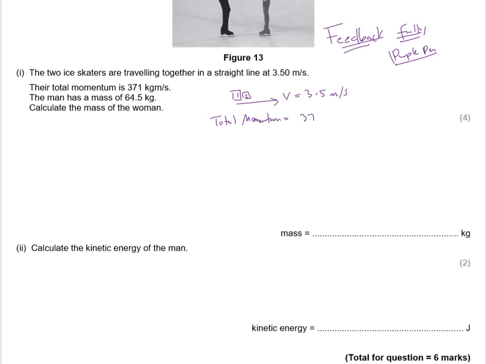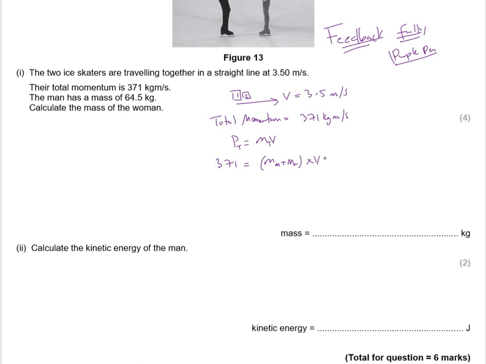is this much. Work out the mass of the person. Now we know the total momentum. So total momentum, that's p is equal to mv. Now since we're looking for the total, this here will be the total momentum, and the mass also will be the total. So therefore it's going to be 371 is equal to the total mass, which is the mass of the man plus the mass of the woman, multiplied by the velocity.